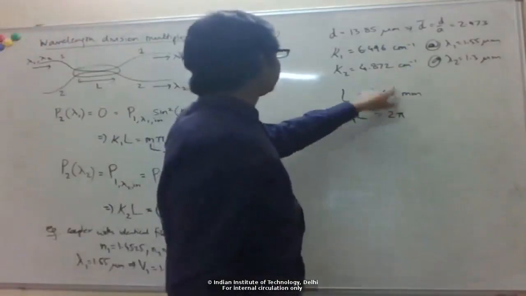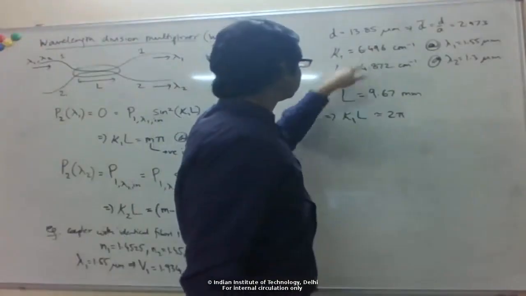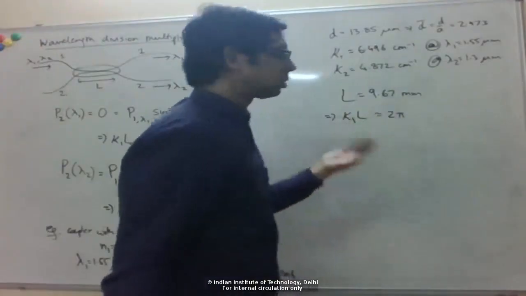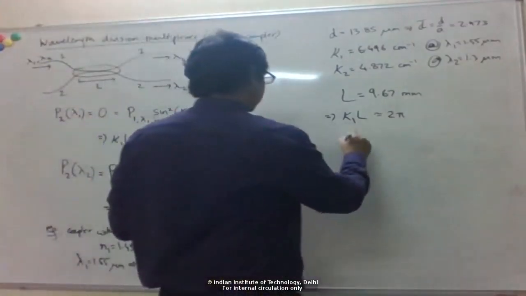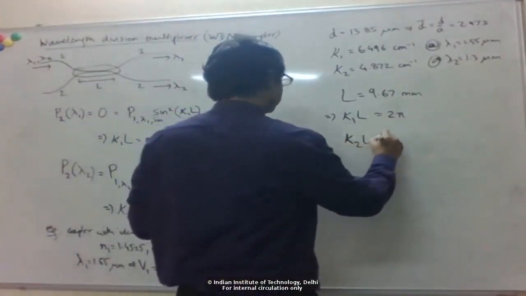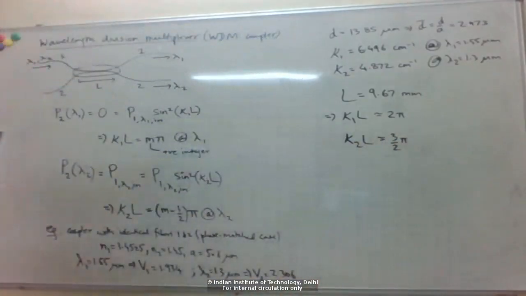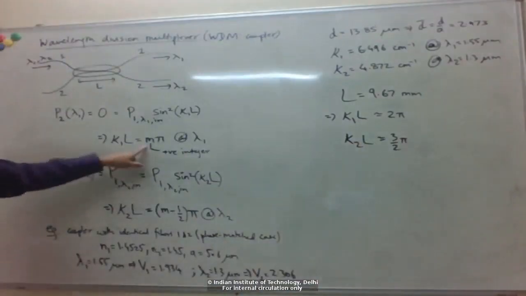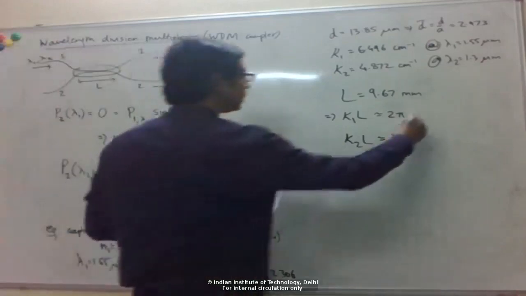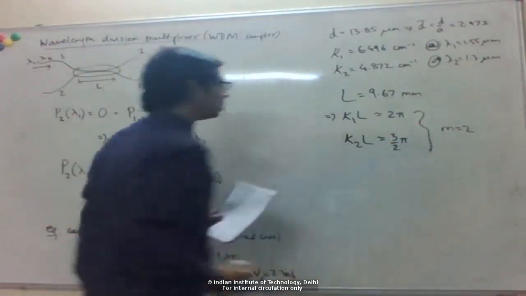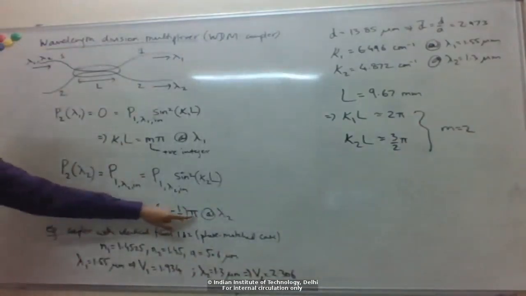This is 9.67 millimeter, and in per millimeter, kappa 1 is 0.65. When you multiply this, you get something which is close to 2 pi, 6.36. And then kappa 2 L comes out to be about 3 by 2 times pi. You can see for m equal to 2, this condition is being satisfied. So basically, kappa 1 L is 2 pi, and then kappa 2 L is 2 minus half times pi.